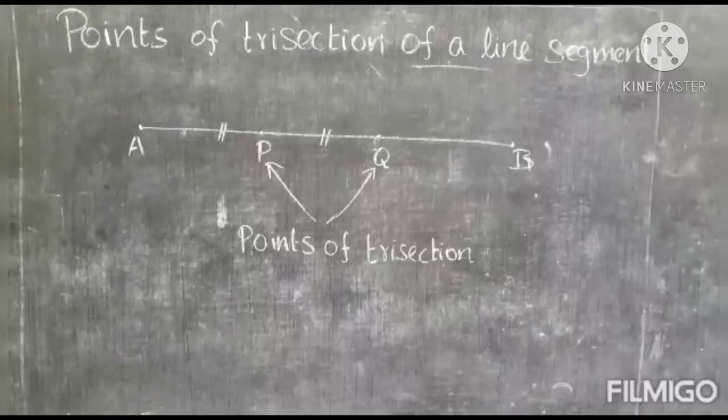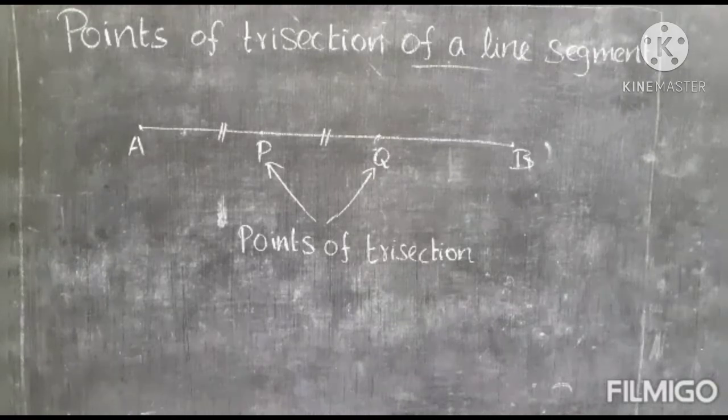Hi students, today we are going to learn about points of trisection of a line segment. In the previous class we learned about midpoint, that is bisection, which means a point divides a line into two equal parts. The formula for midpoint is M of (x1 plus x2)/2, comma (y1 plus y2)/2.